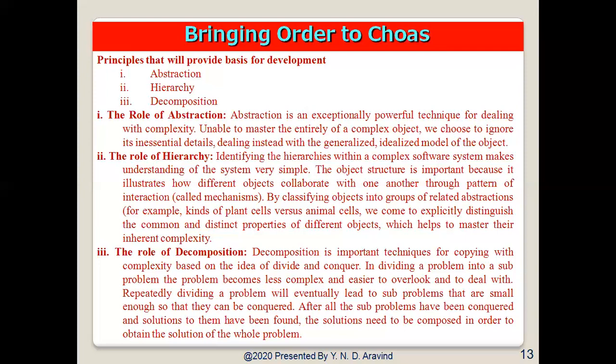Abstraction is an exponentially powerful technique for dealing with complexity. Unable to master the entirety of complex objects, we choose to ignore the inessential details, instead dealing with the generalized, idealized model of the object. For example, when studying how photosynthesis works in a plant, we can focus on chemical reactions in certain cells in a leaf and ignore all the other parts such as the roots and stem.